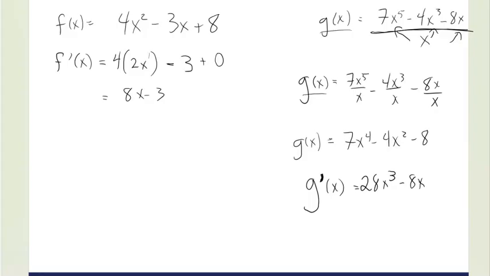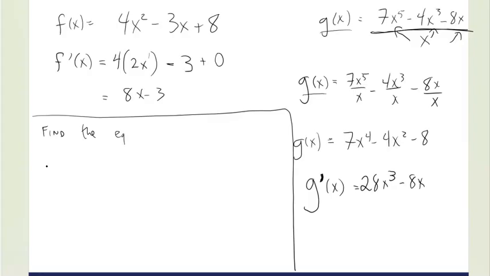Before we jump into some more rules, let's talk about tangent lines and their equations. Now, we've talked a lot about the slope of the tangent line, but I want you to find the equation of the tangent line. And let's just say at x equals 1. And then I give you a function.